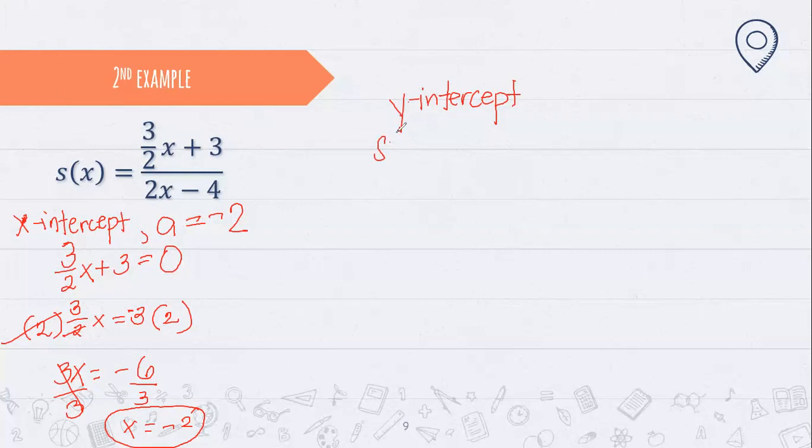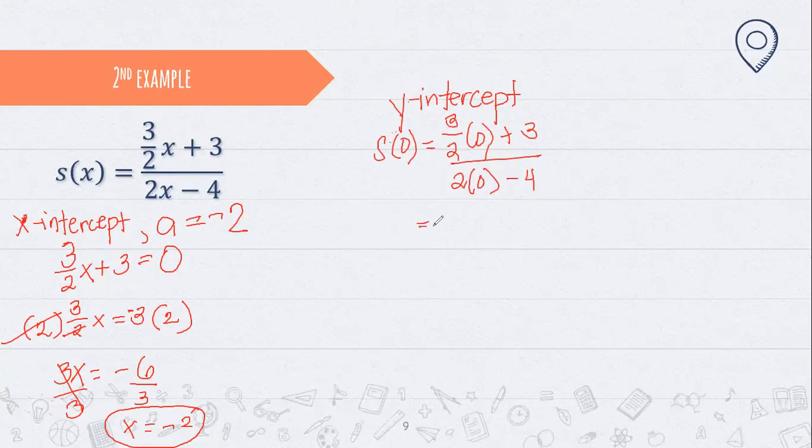So we have S of 0. Pag sinabi natin S of 0, ibig sabihin lahat ng X magiging 0. So we have 3 over 2 times 0 plus 3 all over 2 times 0 minus 4. So we have 3 over negative 4. Kung ang negative ay nasa ibaba, dapat ilagay natin siya sa taas or sa gilid. So, we have negative 3 over 4. Y is equal to negative 3/4, or our B, our Y-intercept, is at negative 3 over 4.